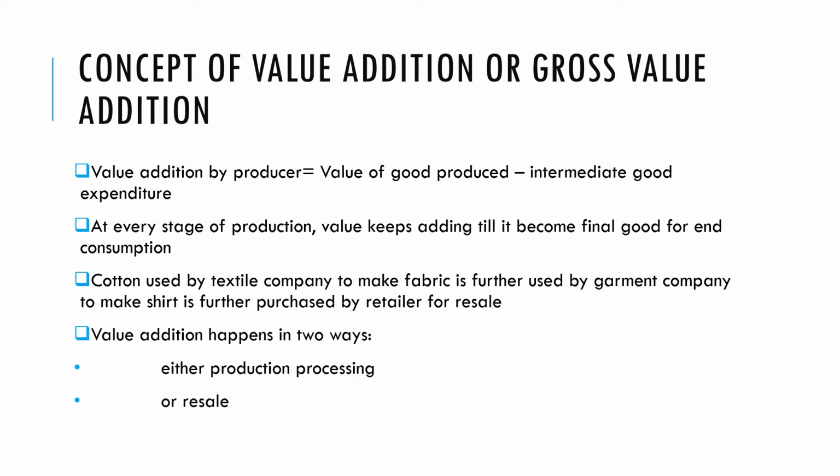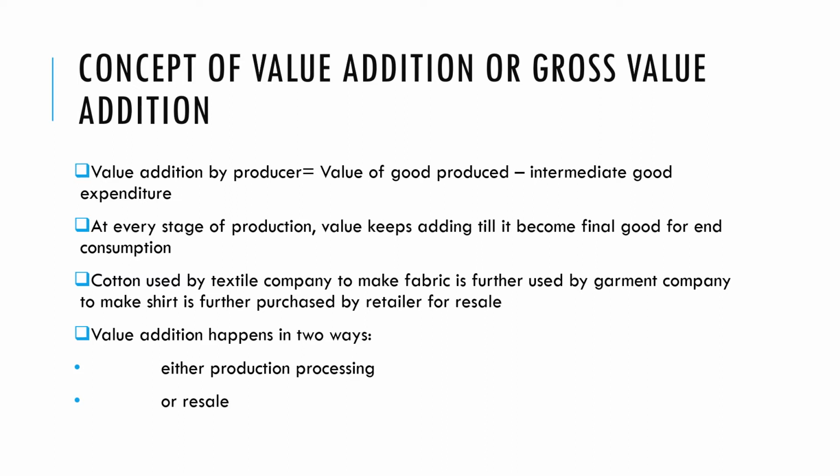For example, cotton. Cotton is used by a textile company to make fabric. This fabric is further used by a garment company to make a shirt, and this shirt is further purchased by a retailer for resale. At each stage, of textile company, of garment company, and of reseller, value addition happens.